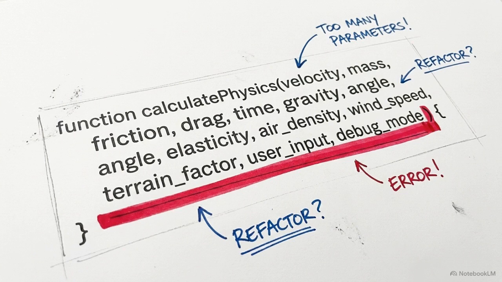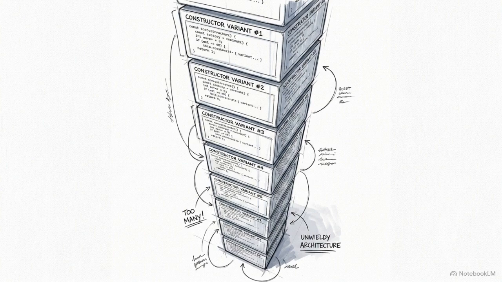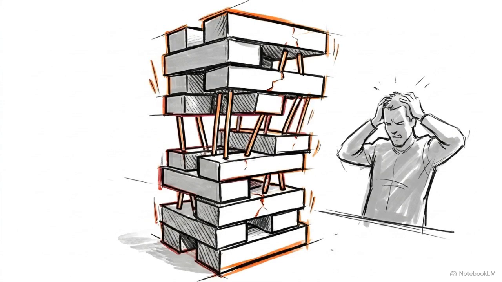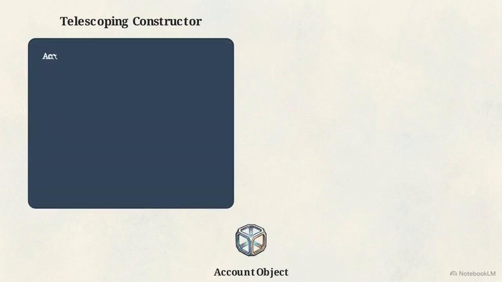Salesforce Apex enforces strict rules around constructor overloading. You cannot cleanly define 10 different optional variants for an object without writing a massive amount of repetitive boilerplate. As your objects grow to include more optional fields, developers are forced into what is known as the telescoping constructor anti-pattern. Look at the left side of this code comparison.